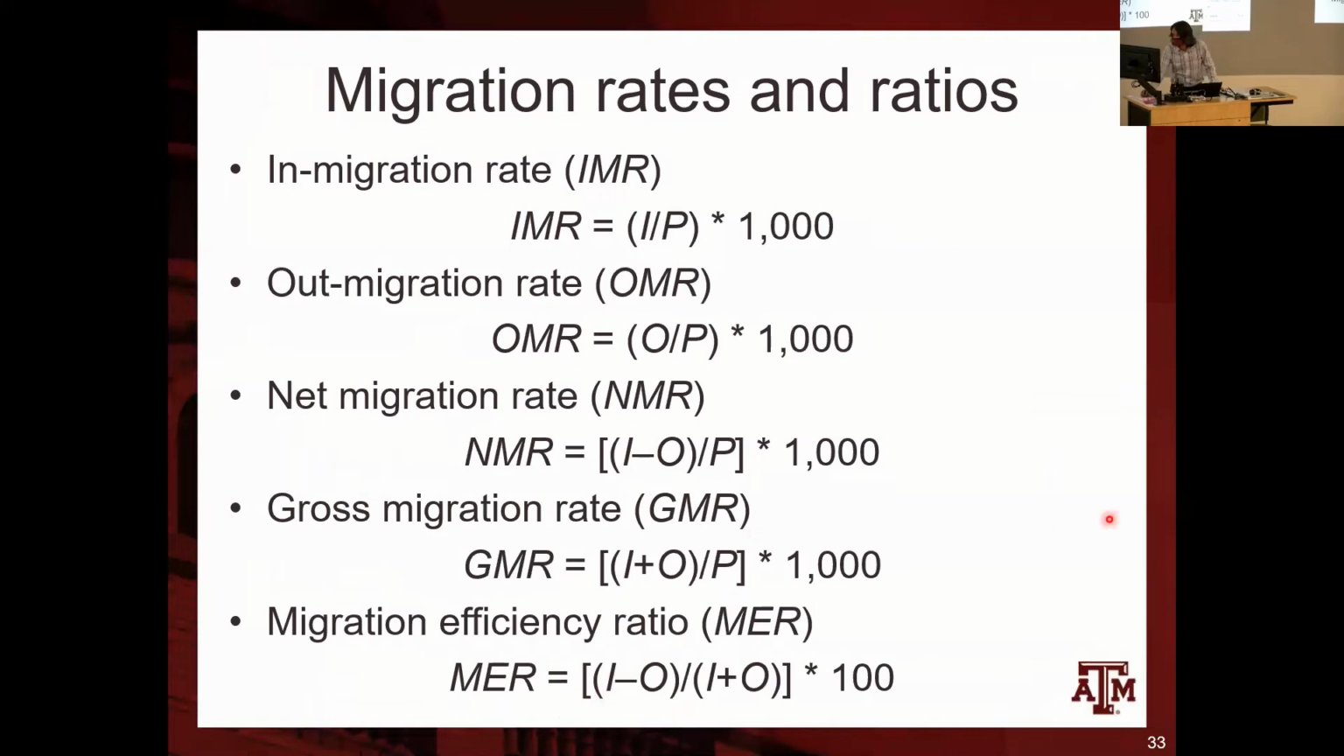These are some examples of rates that we can estimate in migration: in-migration rate, out-migration rate, net migration, gross migration rate, and migration efficiency ratio. I already mentioned those rates to you before. But let's just think a little bit about the in-migration rate and the out-migration rate.